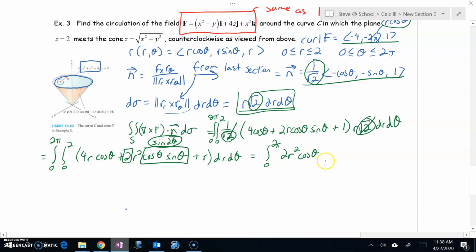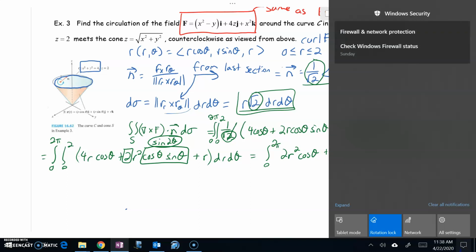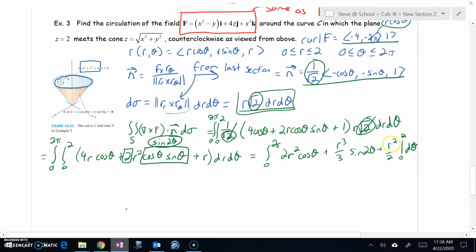Okay. Then we get plus r cubed over 3 times the sine of 2 theta. Like I said, that's the change. Plus r squared over 2. And we're evaluating that from 0 to 2. So when you plug in a 2 into everything, the nice thing is when you plug a 0 in, everything will wipe out. So we just have to plug the 2 in.